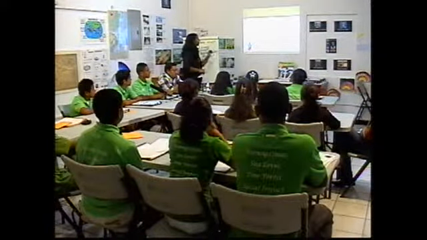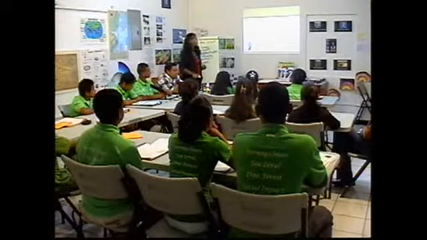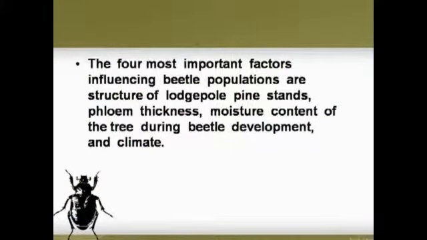It says the four most important factors influencing beetle populations are the structure of the lodgepole pine stands, how tall they are. Their height tells you that they have grown to maturity to some extent. The phloem thickness, the moisture content of the tree during beetle development, and climate change.